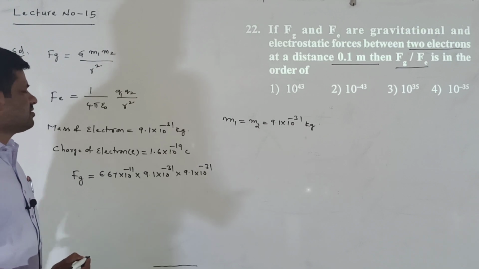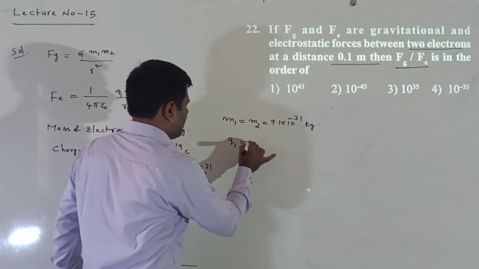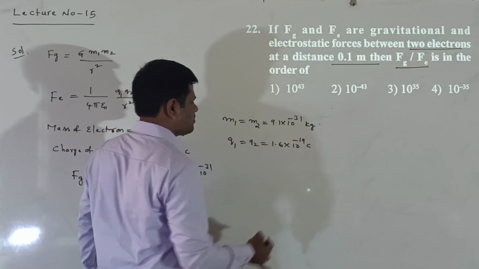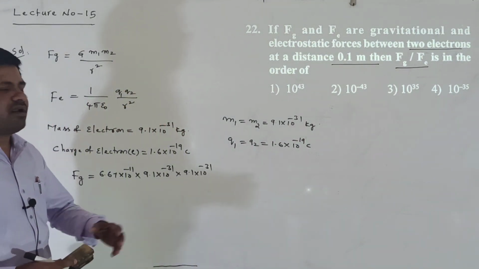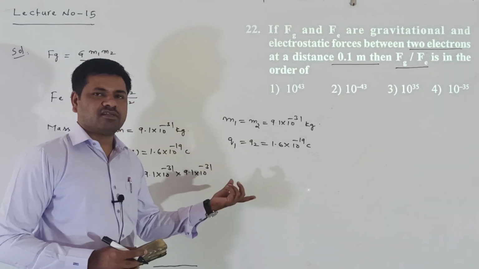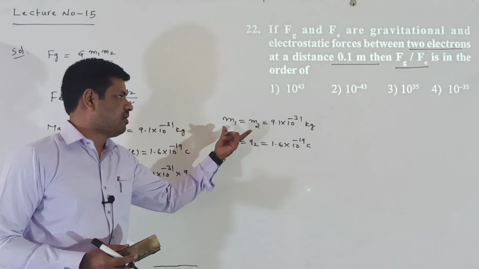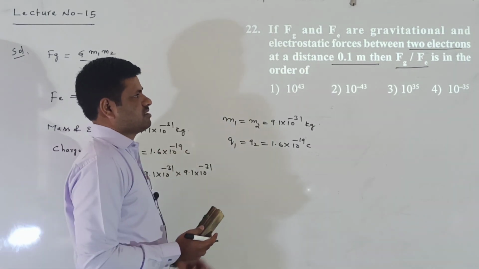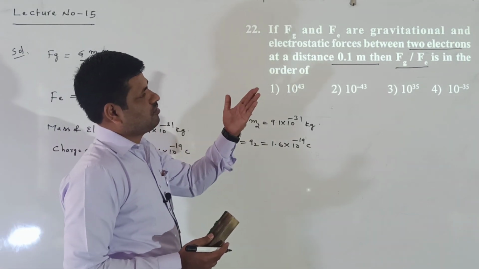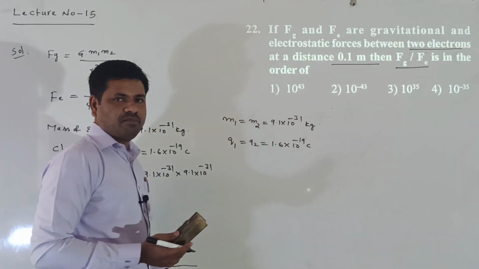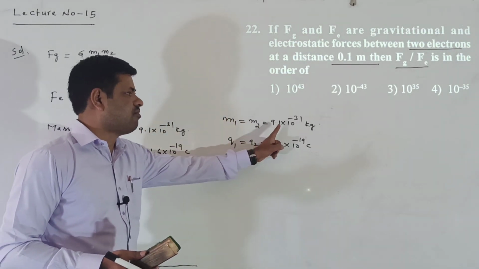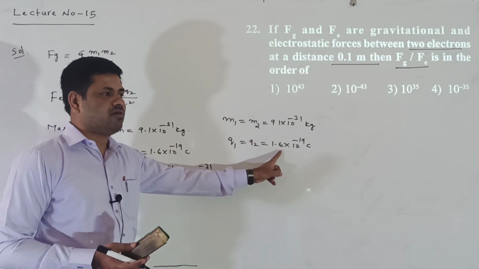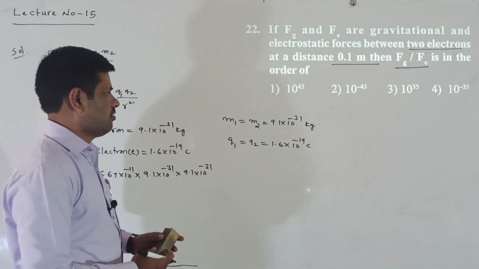And their charges are also the same. That is, Q1 equals Q2 equals 1.6 × 10^-19 coulombs, because they are electrons. Two electrons means the charge is the same. Here the mass is also the same: M1 equals M2 equals 9.1 × 10^-31. For the electrostatic force between two electrons, the masses are the same and equal to the mass of the electron, and the charges are equal to the charge of the electron.